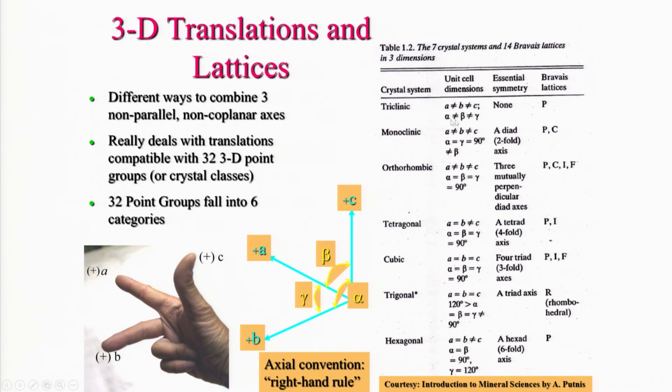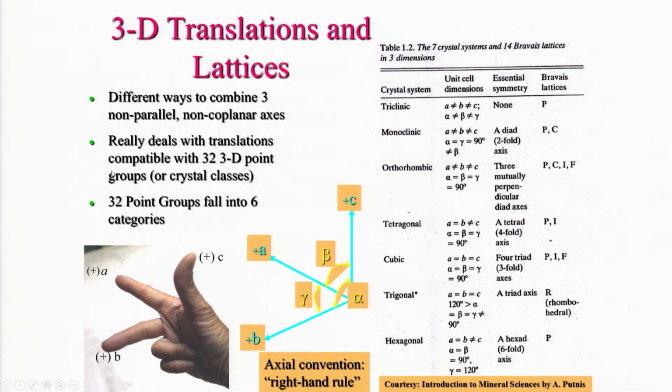Under triclinic, we call it primitive. In case of monoclinic, we have the primitive lattice, the Bravais lattice, as well as another symbol, C. This is called the C face centered lattice. I will show you why this is called C. In orthorhombic, there are 4 varieties of Bravais lattices: primitive lattice, C face centered lattice, body centered lattice, and face centered lattice. I will explain this in the next slide.